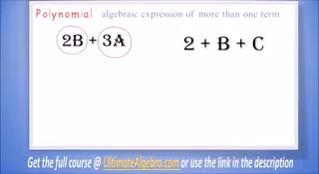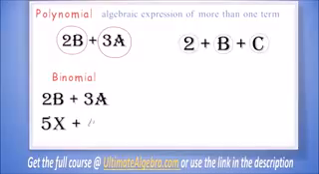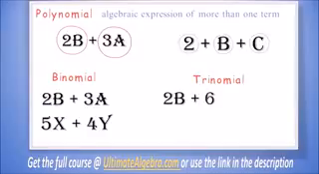2 plus b plus c is also a polynomial. There are three terms, 2, b, and c. A polynomial of two terms is a binomial. Example, for 2b plus 3a, we have exactly two terms. Therefore, it is a binomial. Also, 5x plus 4y is a binomial because it has two terms. Finally, let's look at trinomials. A polynomial of three terms is a trinomial. Example, 2b plus 6a minus 3a. Here we have three terms, and therefore it is a trinomial.